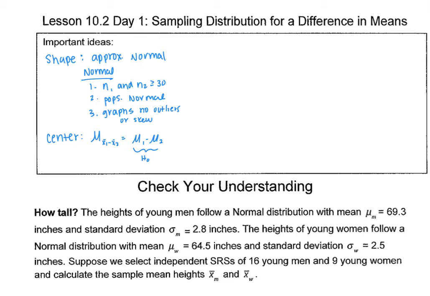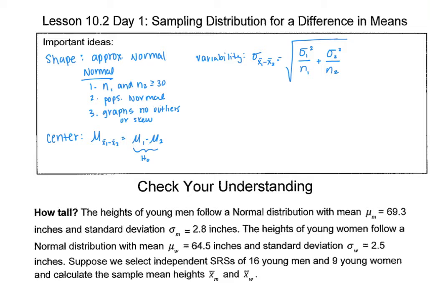And the last thing is the variability of a sampling distribution. And the variability is the standard deviation of the difference between the two means. And that's going to be the square root of standard deviation 1 squared over n1 plus standard deviation 2 squared over n2. That's the sampling distribution: shape, center, and spread.